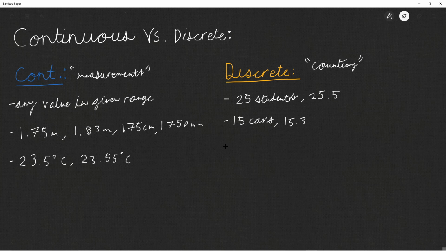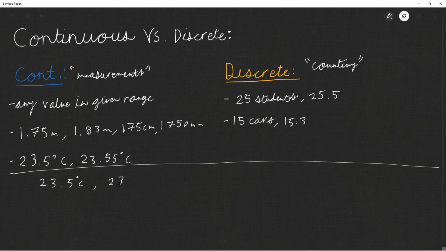For example, with continuous, we might have 23.5 degrees Celsius and 23.6 degrees Celsius. But with continuous, we can always have another decimal that would make it 23.55 degrees Celsius, which would split it right in the middle. While for discrete, if we had 12 cars, and then the next time we had 13 cars, there's no way for us to split this up since it has to be a whole number. It's impossible in discrete to have 12.5.